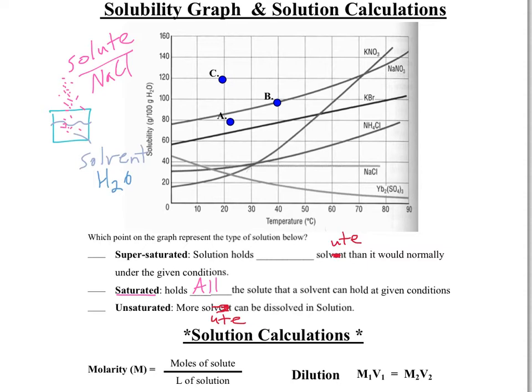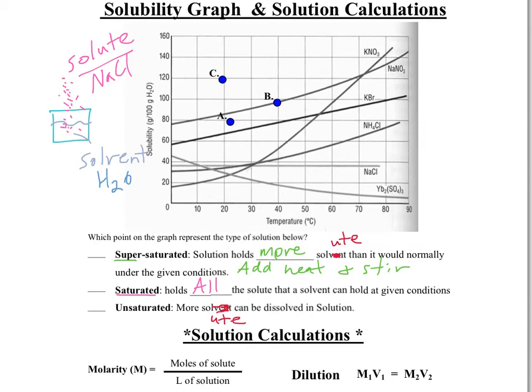So supersaturated, well, this "super" should give you a hint. I actually hold more solute than it would normally under given conditions. In order to do this one, you need to add heat and stir for many, many hours. Because what you're doing is you're adding enough energy to actually add more solute to the solution. So a supersaturated solution has to be made under very special conditions.